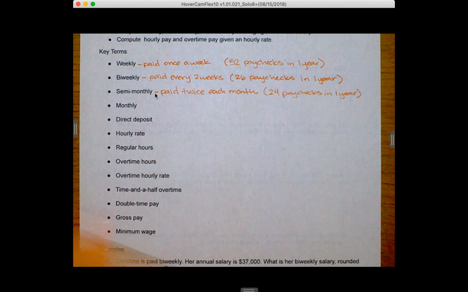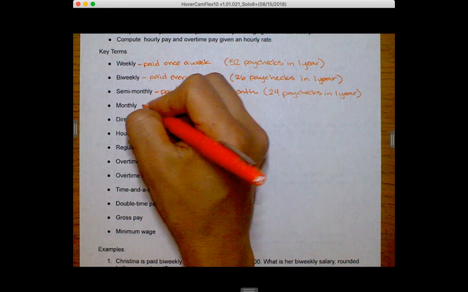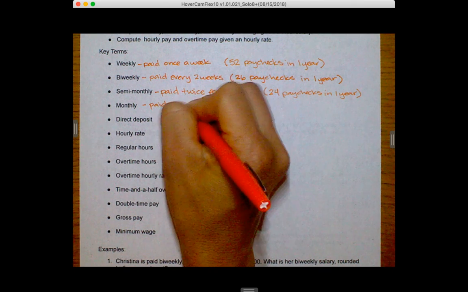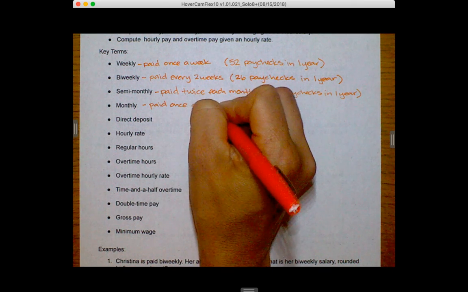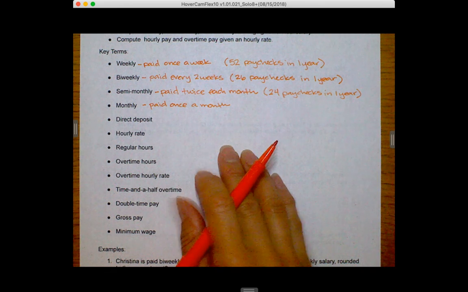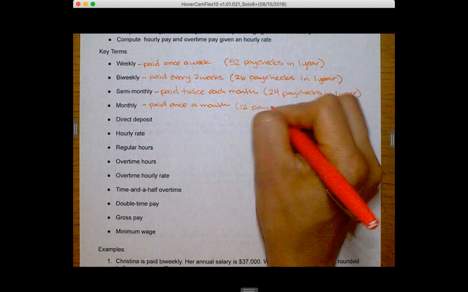All right, the next one is monthly. Okay, so if we're getting paid monthly, this is only getting paid once a month. Okay, and so this would mean we're getting 12 paychecks each year.